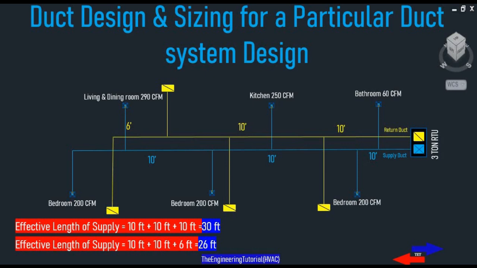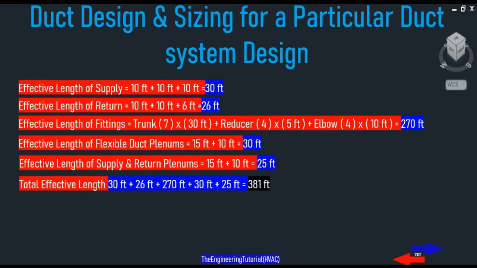So we have 10 feet plus 10 feet plus 10 feet equals 30 feet for our supply duct, and 10 feet plus 10 feet plus 6 feet equals 26 feet for our return duct. So we now take the supply duct length, which is 30 feet, plus the return duct length, 26, plus the effective length of fittings, 270 feet, plus the effective length of supply and return plenums, 30 feet, plus the effective length of flexible duct, which is 30 feet.